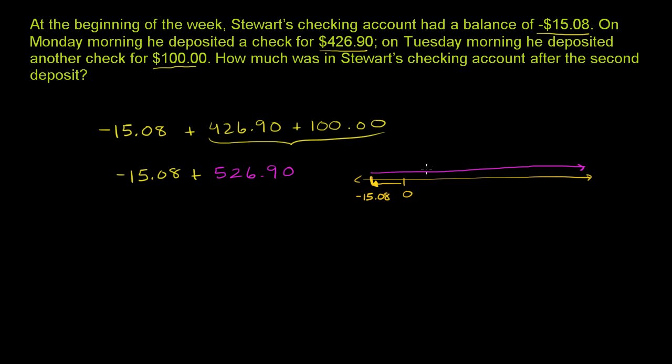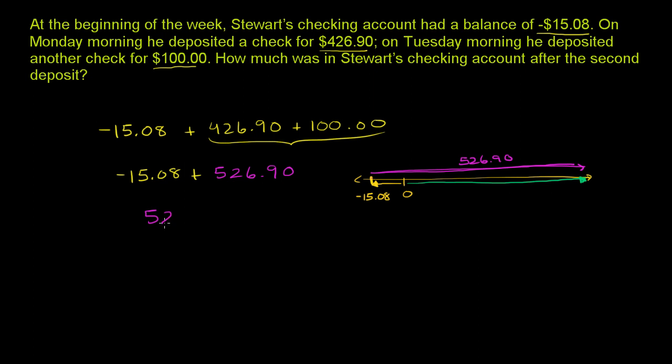I'm not drawing this to scale, but to that, he is going to add $526.90. So the amount that he's going to be in the positive is going to be $526.90 minus the 15.08. It's essentially going to be this length right over here. That's how much he's going to be in the positive. And that's going to be $526.90 minus $15.08. And we can even just rewrite this so it actually looks exactly like that.